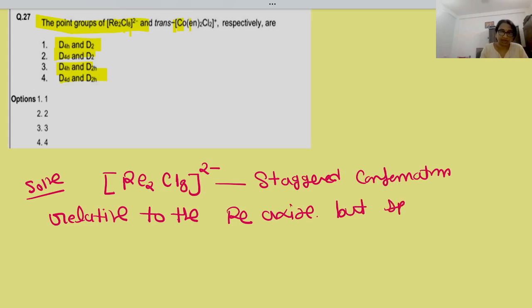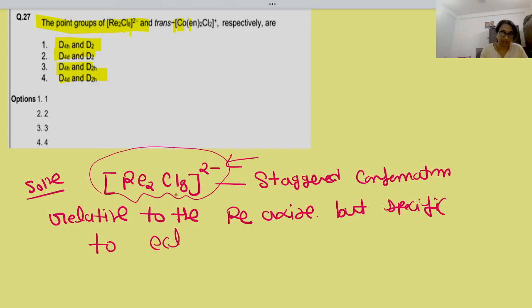But in this condition, specific, because this example is a very popular and historical example due to the presence of the quadruple bonding in this compound. It is a very popular and historical example, but specific to this complex, it is an eclipsed complex.